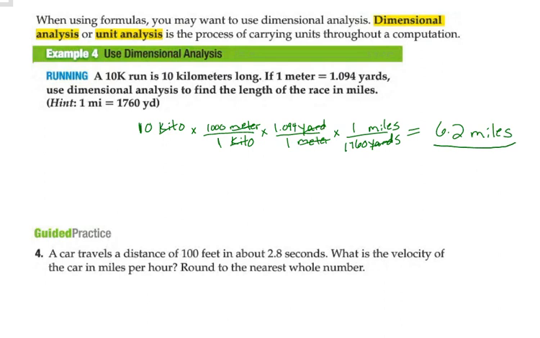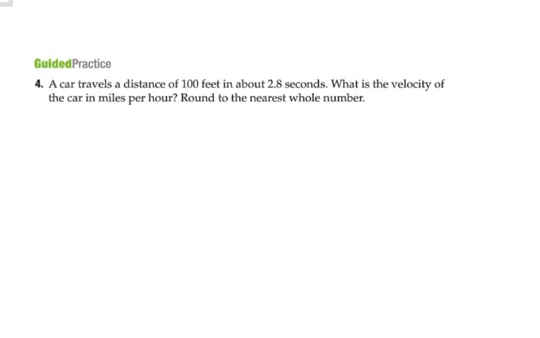Okay, set up what you know, cancel out labels until you get what you need to know. All right, here's one that we kind of talked about with how fast they were going. Again, a car travels a distance of 100 feet in about 2.8 seconds. What is the velocity of the car in miles per hour? So let's set it up like we did. We have 100 feet per 2.8 seconds.